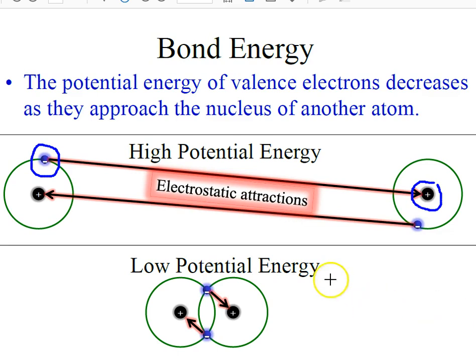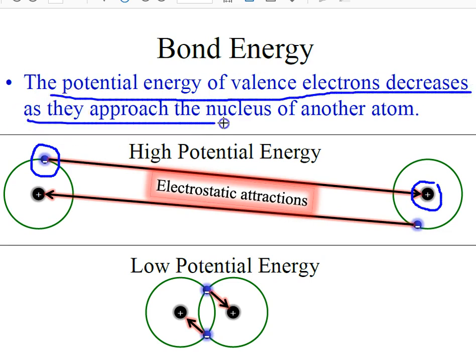As they get drawn together, that potential energy is going to lower as the bond forms. Keep in mind that nature tends toward lower energy. So if it can lower the energy, that's what it's going to prefer. So these atoms would like to be closer together because that's where the potential energy is lower. So the key here, the potential energy of the electrons decreases as they approach the nucleus of another atom. So we can lower their potential energy by attracting them to a neighboring nucleus.